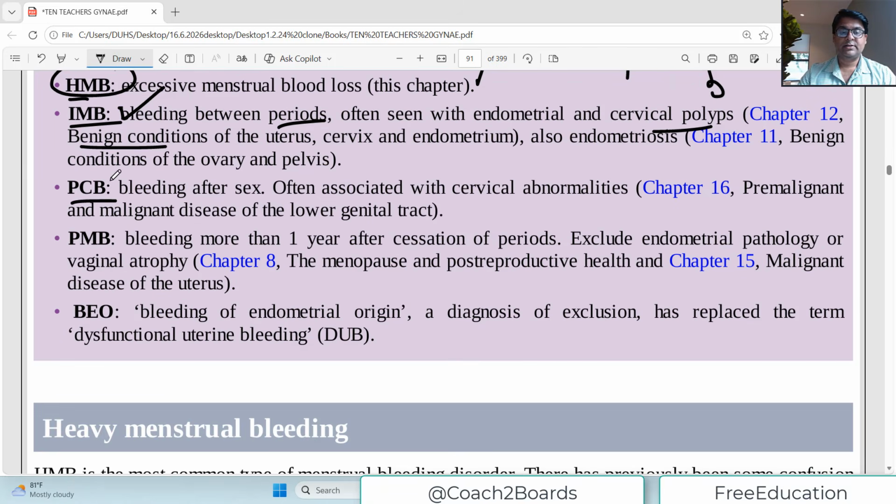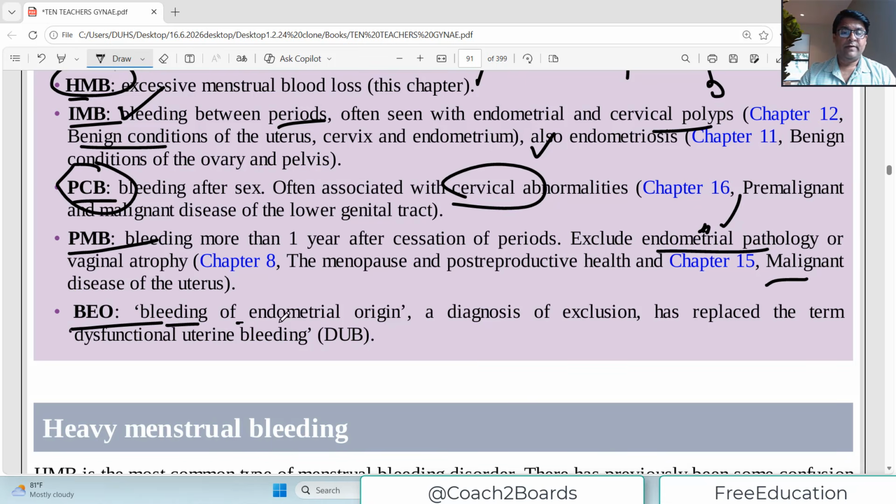Post-coital bleeding is bleeding during or after intercourse, and it's often associated with cervical abnormalities. So if the patient comes with, Janab, after sexual intercourse, I feel blood coming out, think of cervical abnormalities. However, other lower genital tract organs may be involved. Then there is post-menopausal bleed. Oh, it's a red flag. Exclude endometrial pathology, particularly endometrial cancer. This is very important. Okay, malignant disease is common.